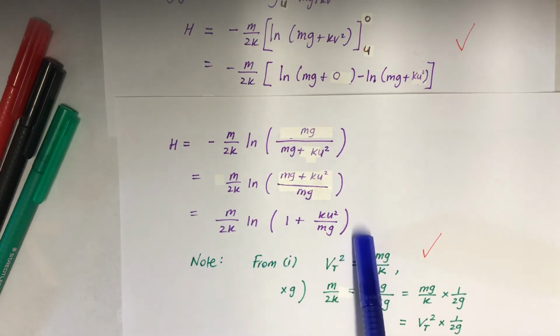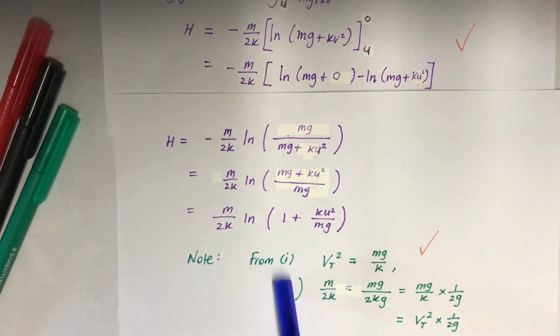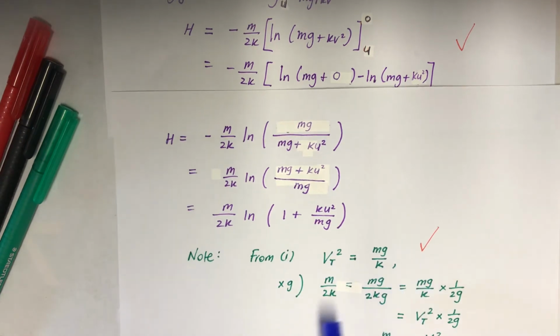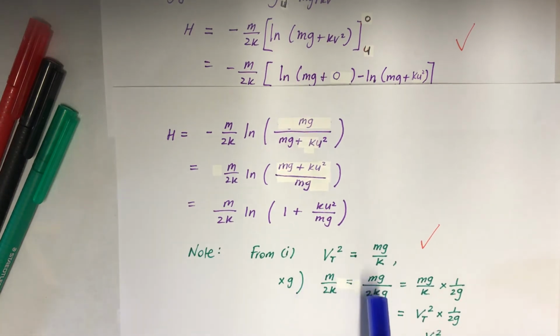So I've done that, but it still doesn't look like what we have to prove. So let's have a look. We need to have a Vt squared somewhere, because it doesn't show it. From part 1, we had Vt squared equals mg over k. So I'm going to use that, and I'm going to times the g on the top and the bottom. When I do that, top and bottom here, I'll get this.